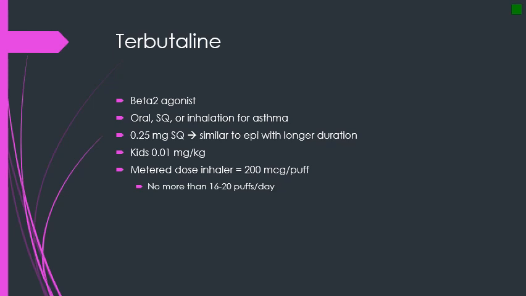Terbutaline is also a beta-2 agonist. I've actually given terbutaline sub-Q. It can be given oral, sub-Q, or as an inhalation agent for asthmatics. 0.25 milligrams sub-Q is similar to a dose of epi, but it has a longer duration. For kids, the dose is 0.01 milligrams per kilogram. Whenever you're giving an adult a metered dose inhaler, it's about 200 mics a puff.